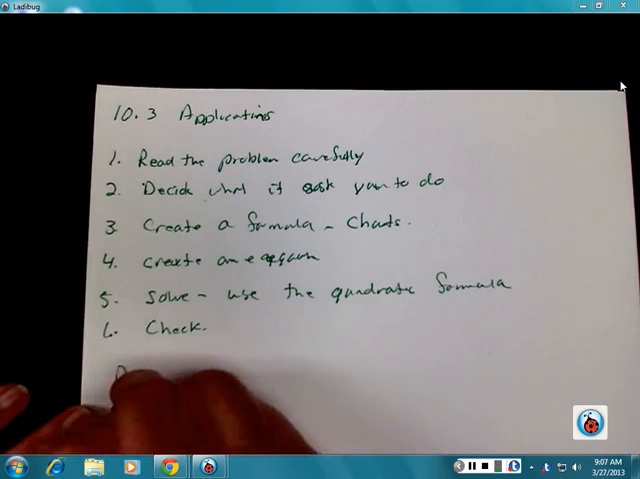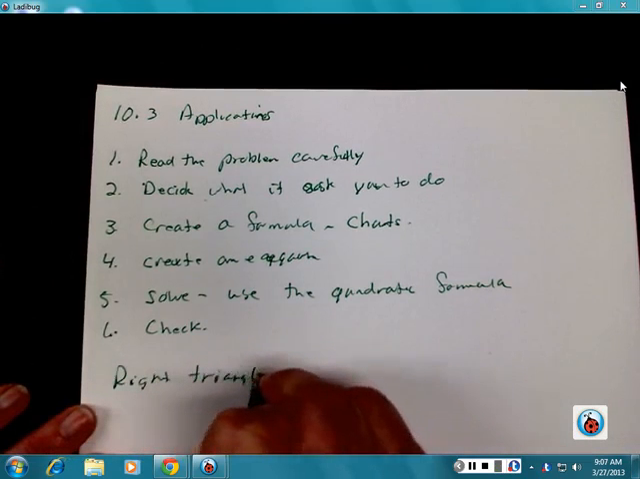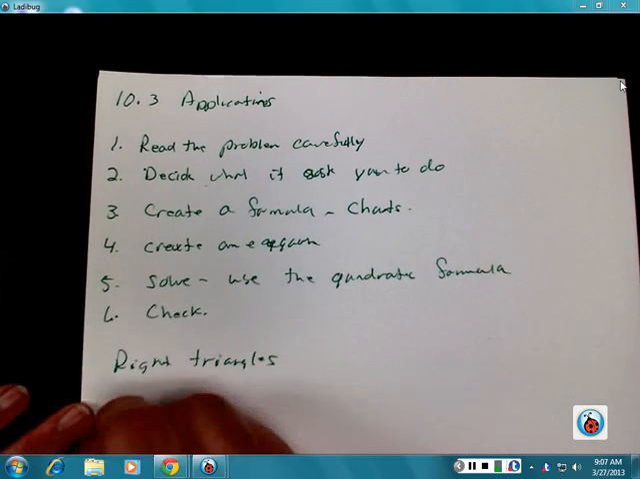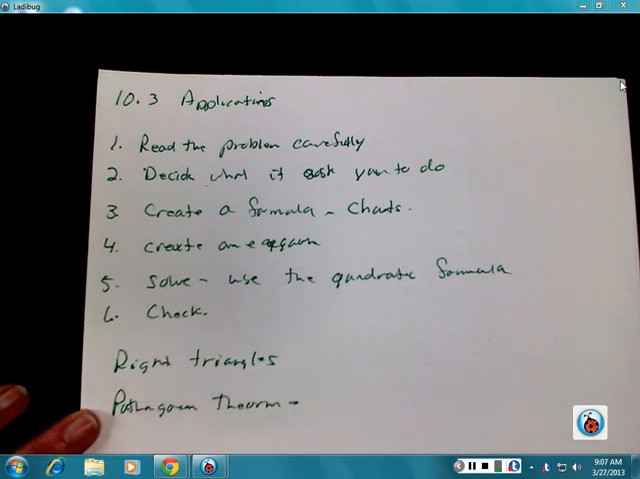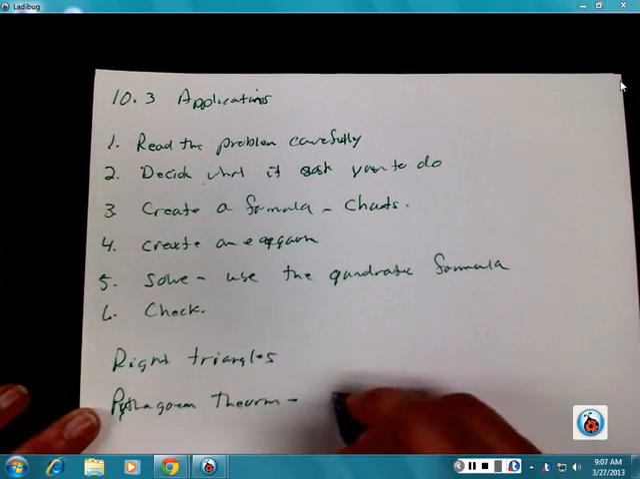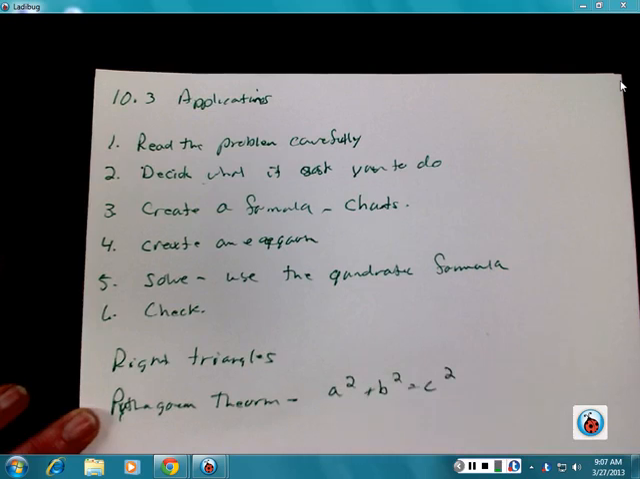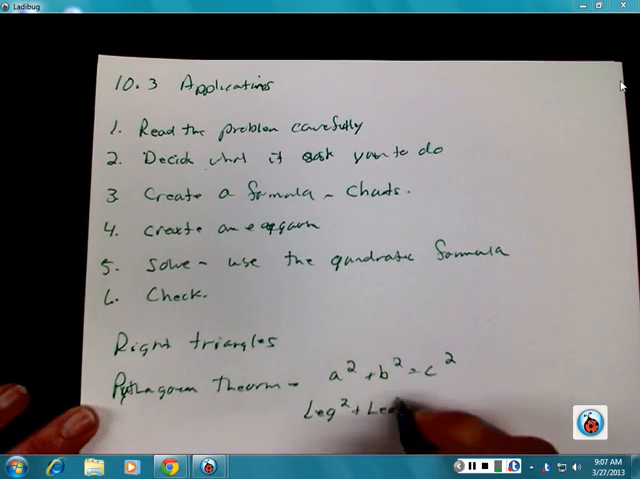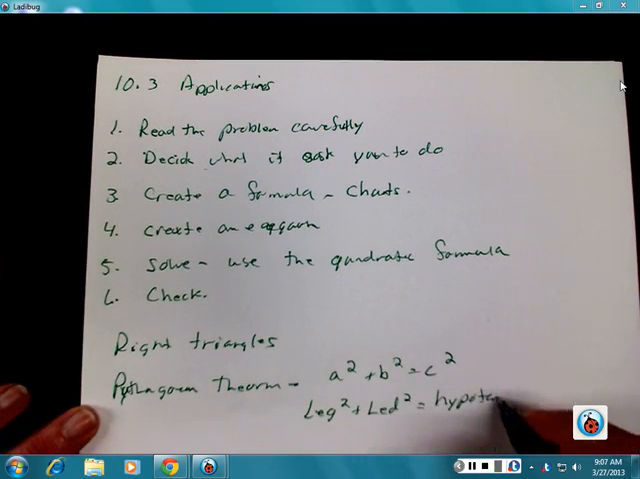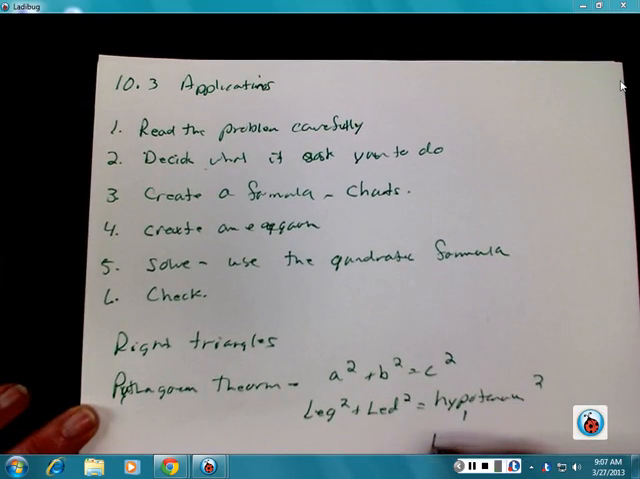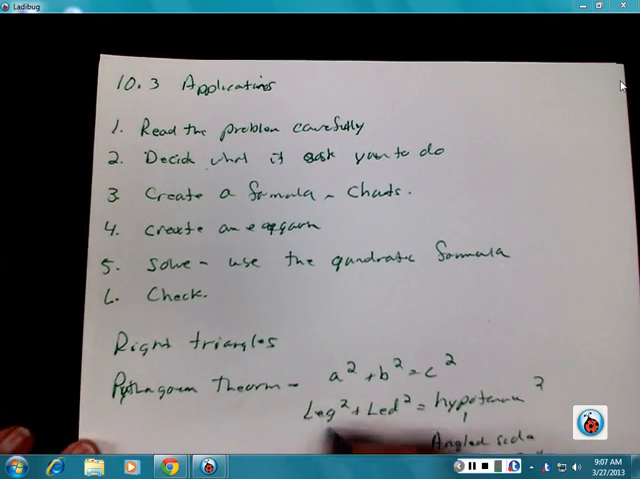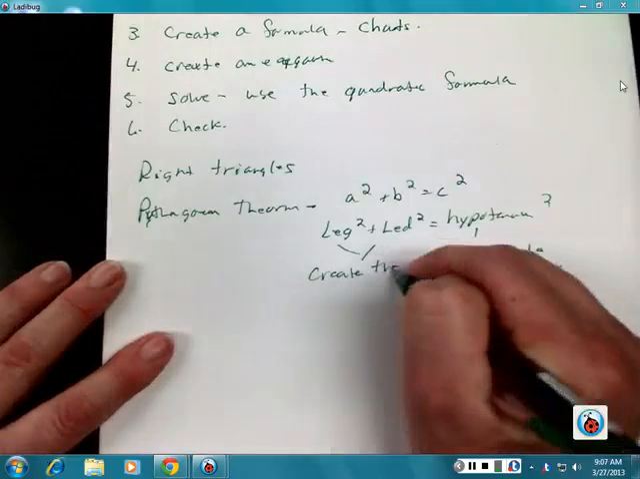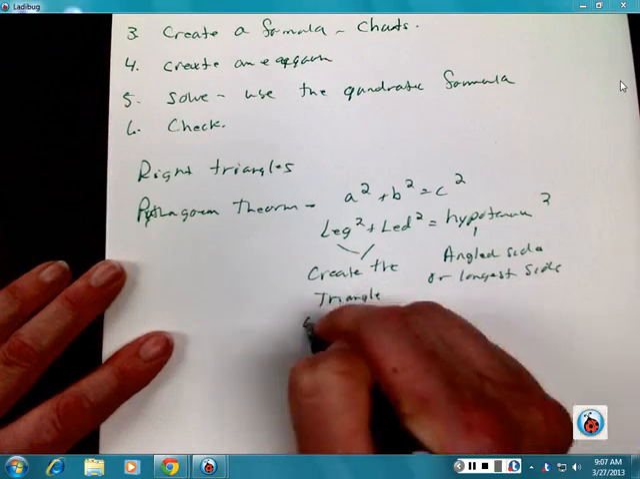When you look at right triangles and the Pythagorean theorem, the Pythagorean theorem is looking at a squared plus b squared equals c squared. In other words, a leg squared plus a leg squared is equal to the hypotenuse squared. The hypotenuse is the angled side or the longest side, so it's going to be longer than the others. The legs create the triangle or the right angle.